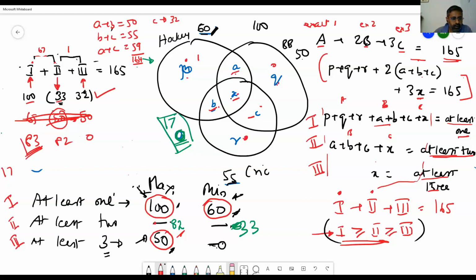This is at least one, no? 83 is at least one. At least one means what? Correct. So basically, 0 is 17, no? Correct. Got it. And here it is 0, because we have taken A union B union C as 100.